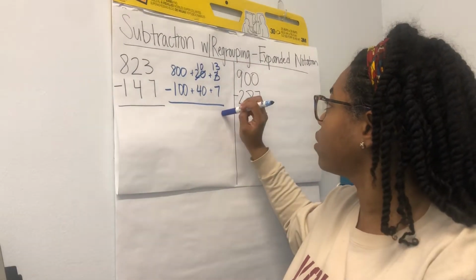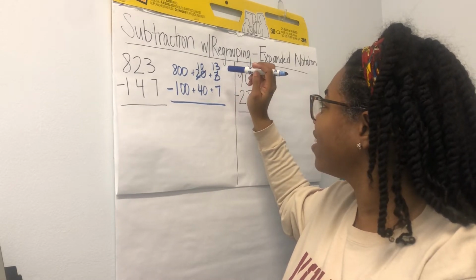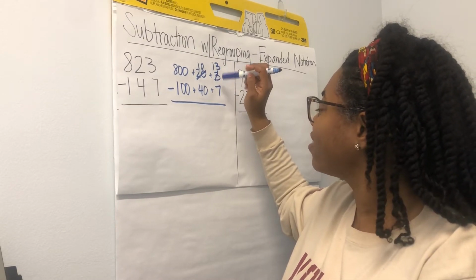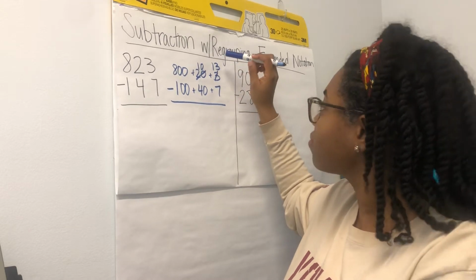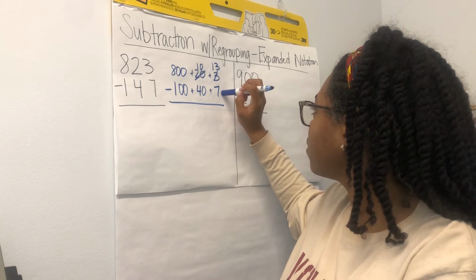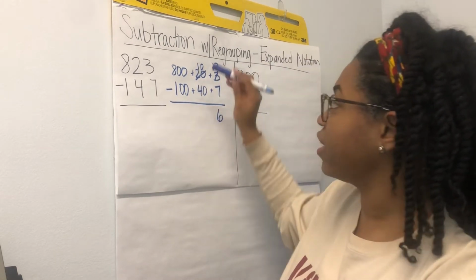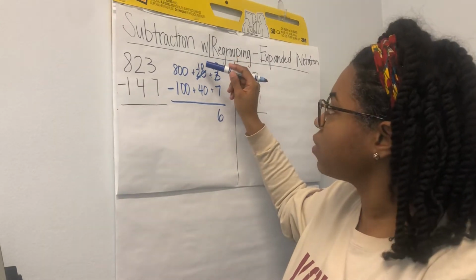13 minus 7. 13 minus 3 is 10. 13 minus 7 is going to give me 10 minus 7 is 3, plus 6. Perfect. Now next one. 10 minus 40.